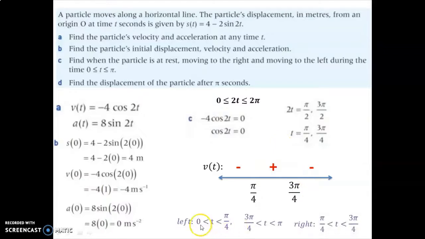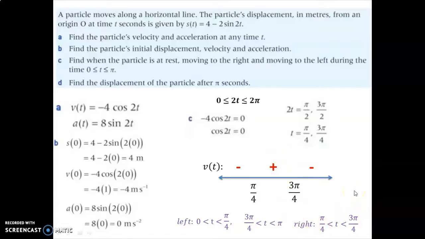Alrighty, what this tells us is that we have a negative velocity, positive, negative. Therefore, it is moving left from 0 to pi over 4. It is also moving left from 3 pi over 4 to pi, which is the end of our domain here, and it is moving right from pi over 4 to 3 pi over 4, because movement to the right is always when velocity is positive.